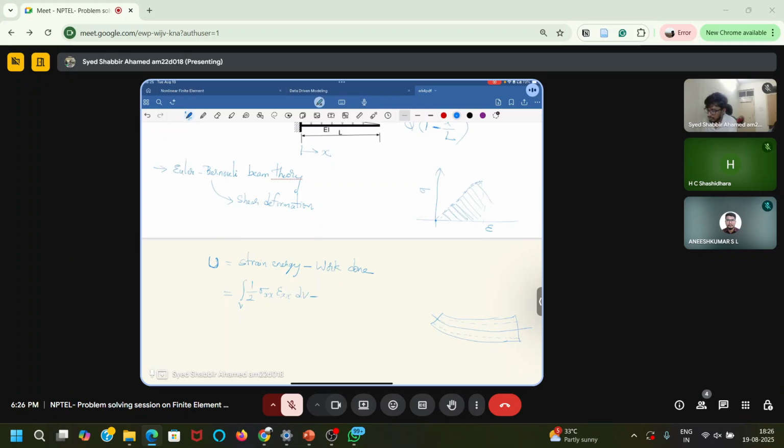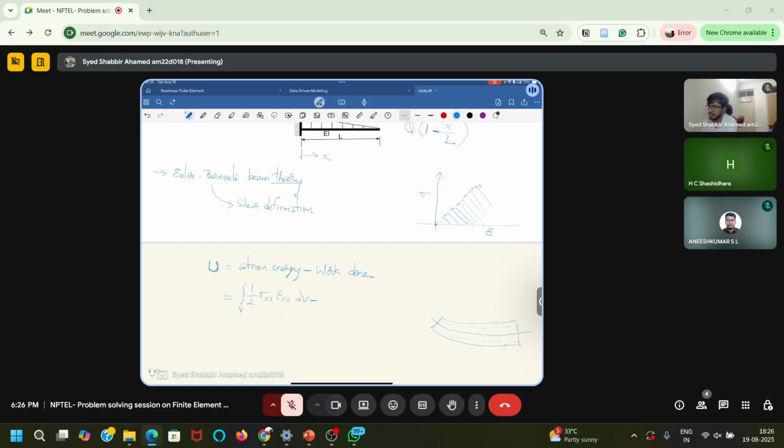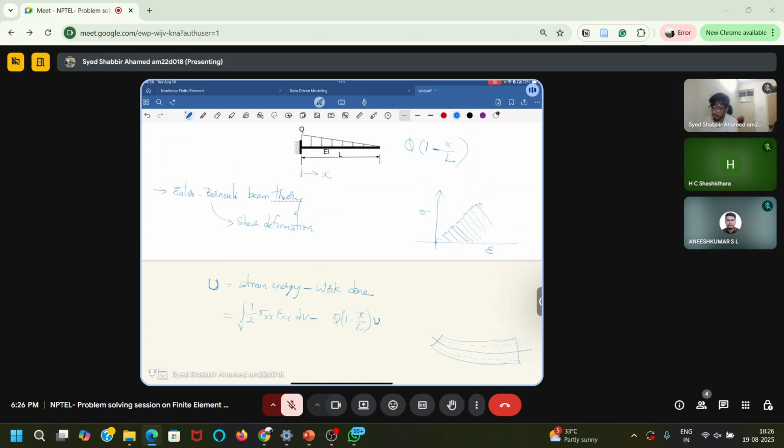So now I want to get the work done. At any point on the beam, the work done will be q into 1 minus x by L, that is the load at that point, into the displacement experienced by the beam in the transverse direction. I will take it as v here. But I want the work done by the load over the whole beam, right? So that's why I will take this integration over the whole length of the beam. So this will be the total work done by this load.